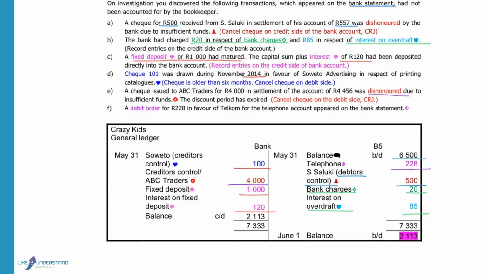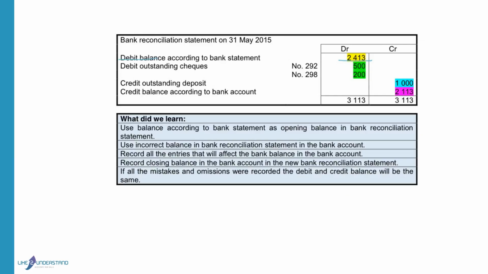After we recorded all these entries, we will work out the balancing figure. So I will add up the credit side, subtract the debit side, and I see that the balance is 2,113 on the credit side. I will open a bank reconciliation statement, and I will record the entries that the bookkeeper recorded for the outstanding checks and for the outstanding deposit. Then I will enter the credit balance according to the bank account that we've just completed. And when I do this, I can see that the debit side and the credit side are equal. So we corrected all the mistakes.